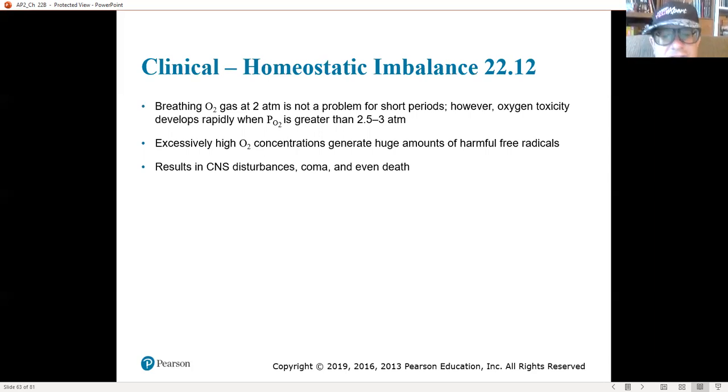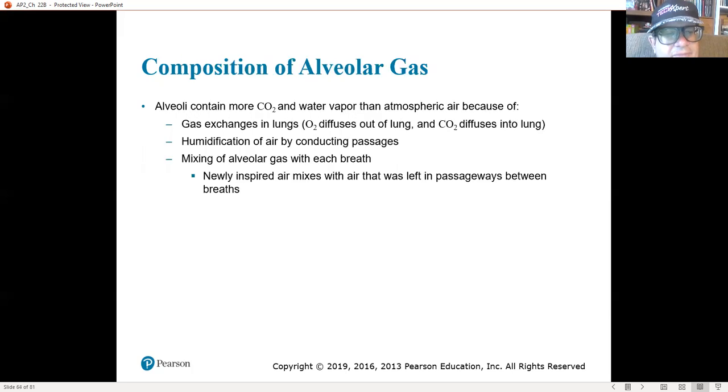If you have too much oxygen, you have lots of free radicals running around attacking the central nervous system. This could cause a coma. This could even cause death. We call this oxygen toxicity. If you're staying on land and you're not in a hyperbaric chamber, you don't have to worry about this stuff. But if you spend time underwater, it matters.